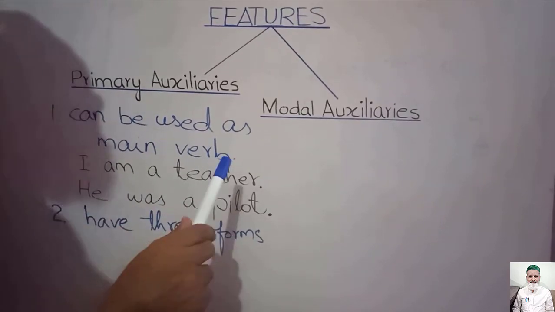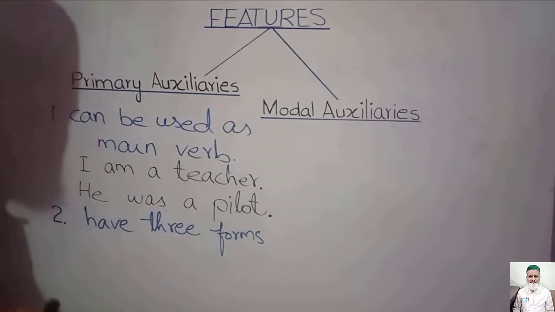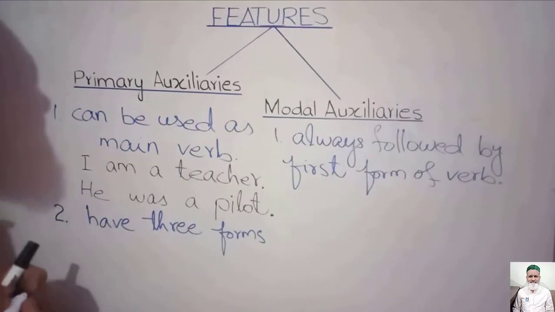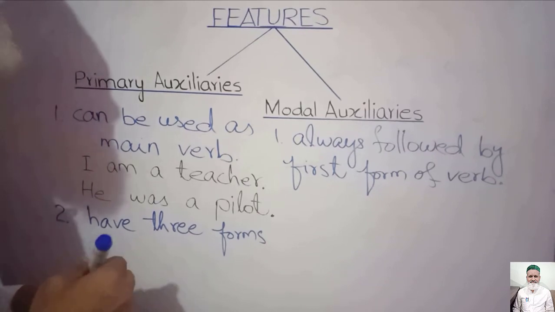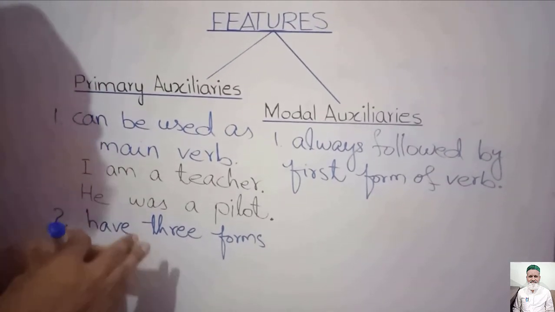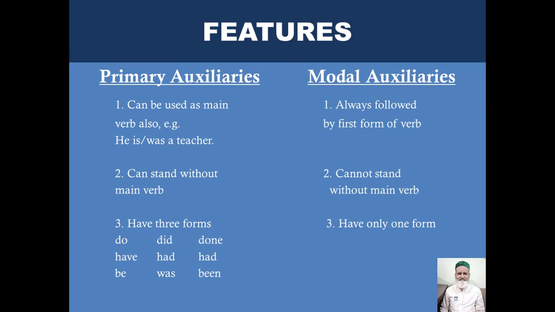Now we talk about the features of modal auxiliaries. All the modal auxiliaries are always followed by the first form of the verb. Without a main verb, modal auxiliaries cannot stand. They are bound to have a main verb. And the other feature of modal auxiliaries is that they have only one form. Primary auxiliaries have three forms, but modal auxiliaries have only one form.